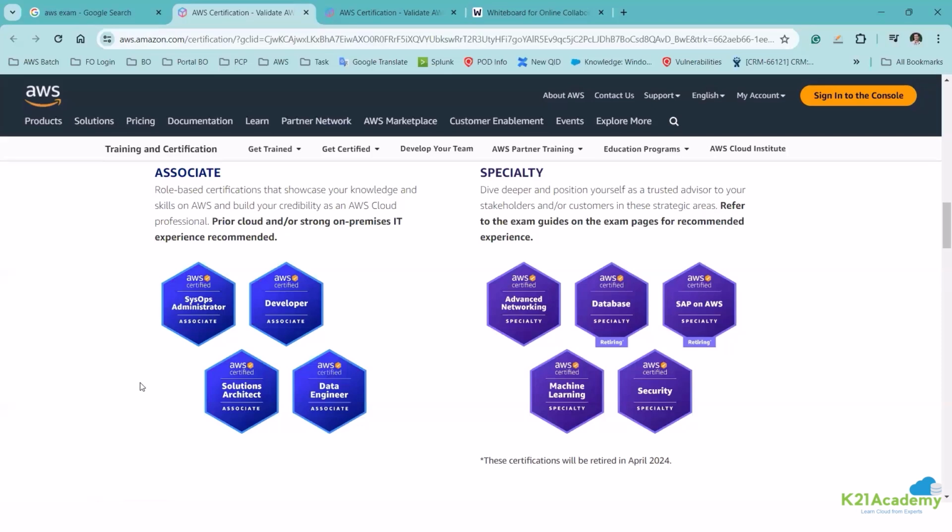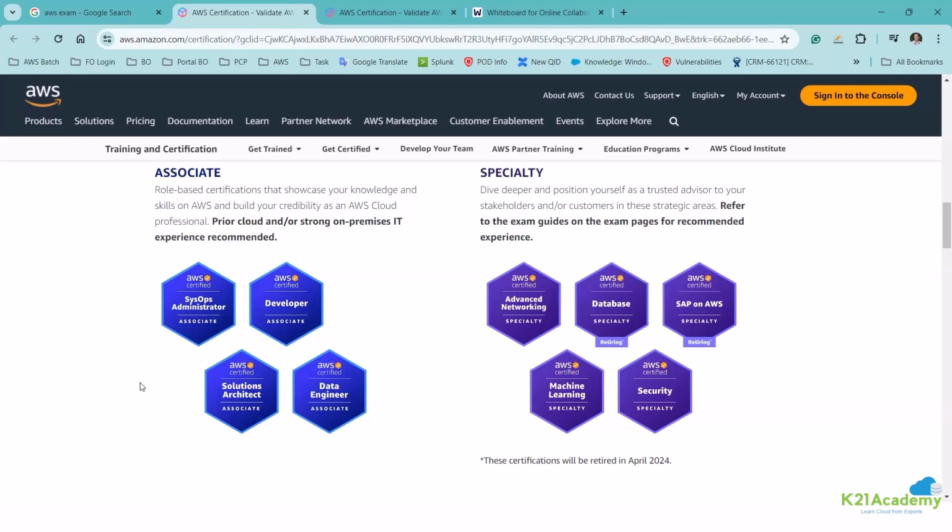Now, why exactly is this one famous? The reason is that the solution architect associate covers all the basics about AWS, and it also covers a very deep dive into the AWS foundational services. When I say foundational services, it means how we can create virtual machines, the network, the storage, the automations, and the serverless. All the foundational services, and that is also a very deep dive in the solution architect associate.